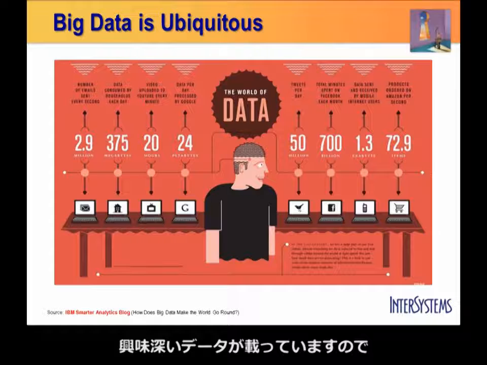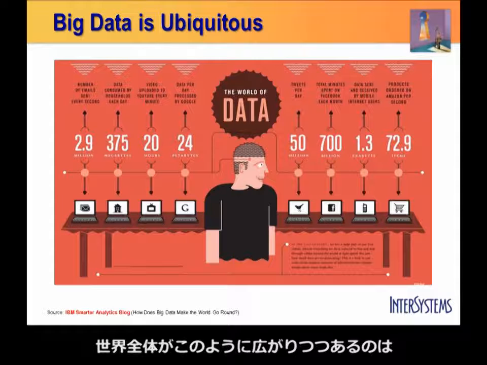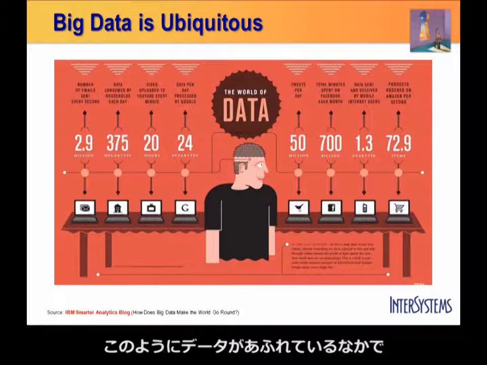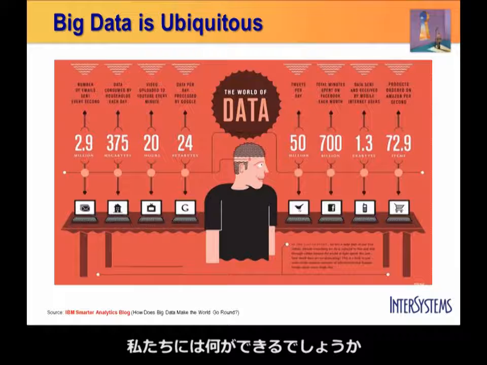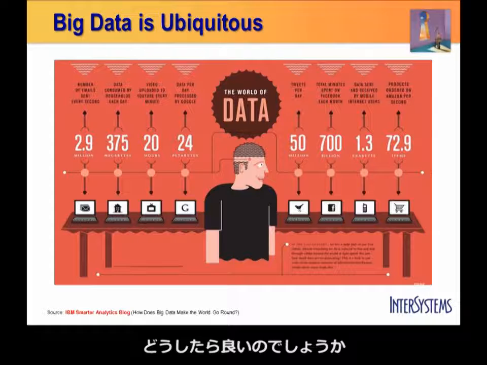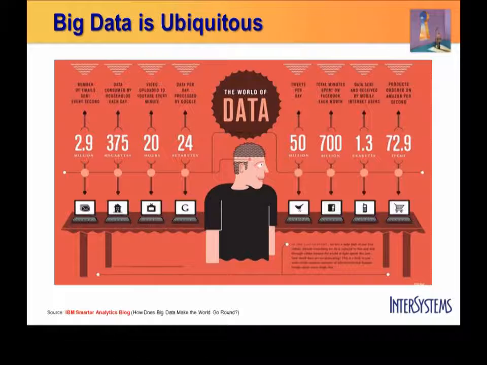And so this is an interesting slide. It's in the printouts, and you can look at it. But I find it really interesting to think about how the whole world is evolving now in terms of we have so much data. What can we do with it to make life better? What can we do with it to make our applications better? What can we do with it to make it easier for our customers to use the application? How can we improve the quality of their life on a day-to-day basis?